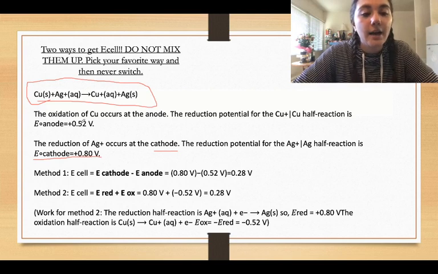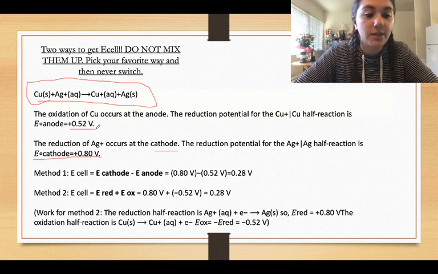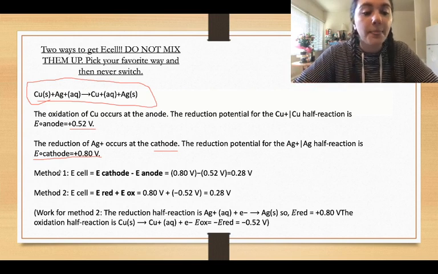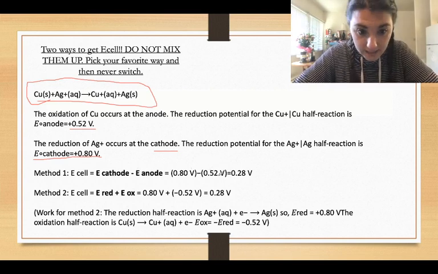Great. And the oxidation of Cu is occurring at the anode, ox, and the reduction potential of that is plus 0.52. I get these all from a reduction potential table that I do not post here because it just wastes space. So method 1 is Ecell equals E cathode minus E anode. There is no switching of signs, I just plug them in as is.